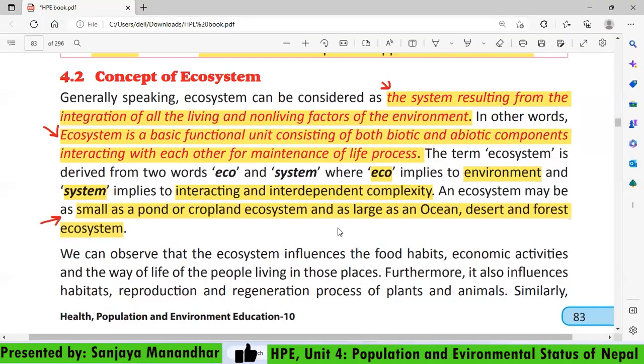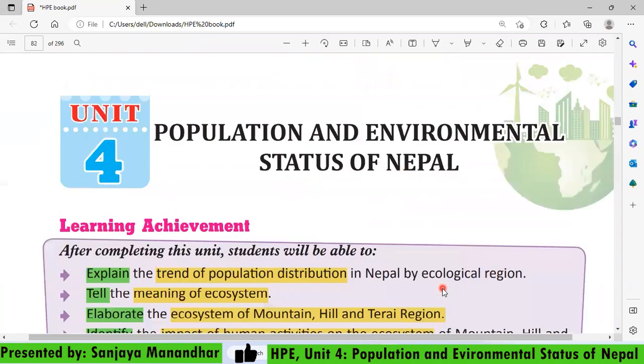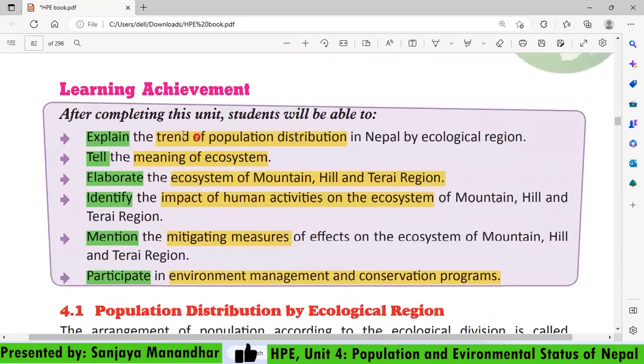Now our main objective here is to tell the meaning of ecosystem. I think all of you are clear. What is ecosystem? Ecosystem is the system which results from the interaction, or you can say integration, of living and non-living factors of environment. So now our objective is clear. Second level we have completed. First level, we did the trend of population distribution in Nepal by ecological region. And now the second objective, we are clear. We can tell the meaning of ecosystem. I think all of you can do it easily.